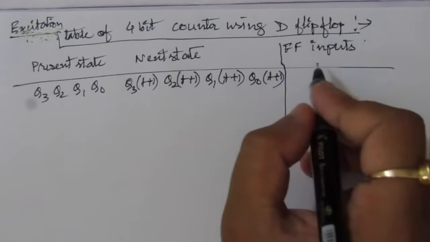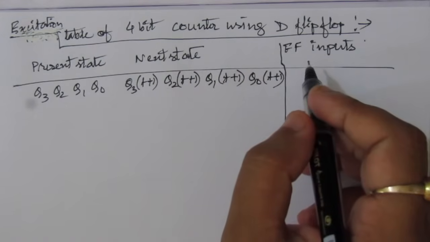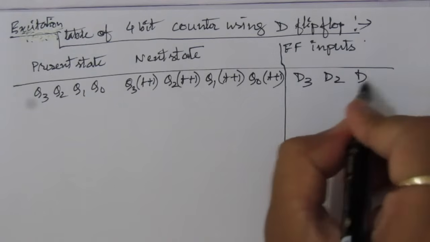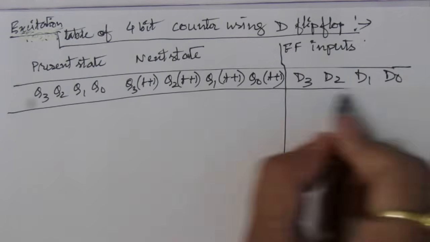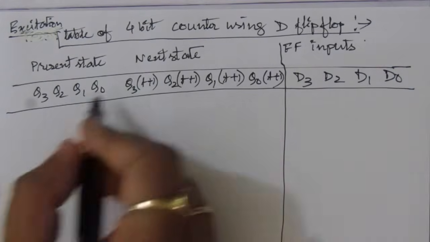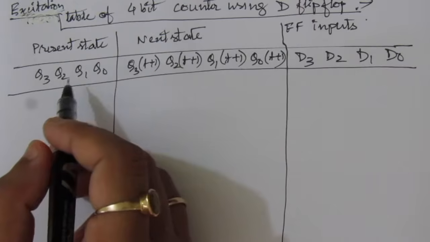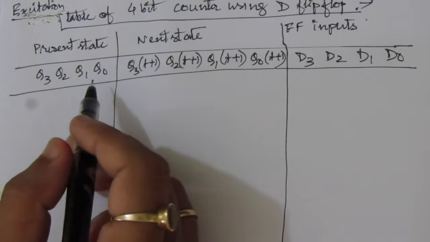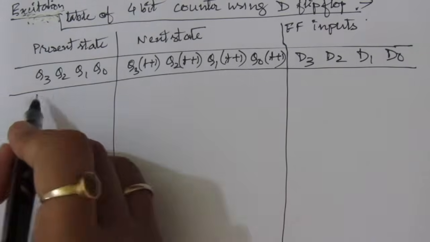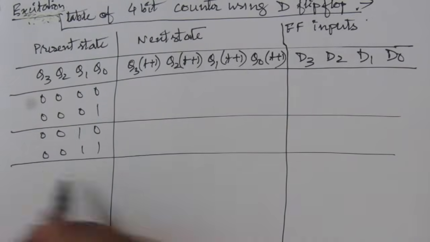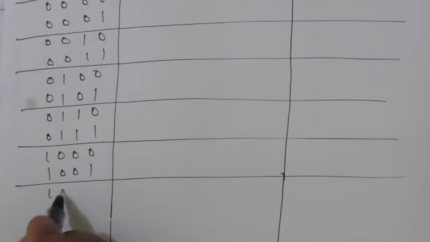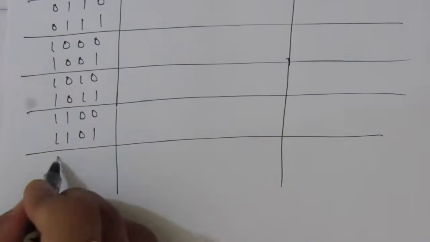The flip-flop inputs for the 4-bit counter: there will be 4 flip-flops, so D3, D2, D1, D0. Because it is a synchronous counter, we have to apply the clock pulses simultaneously to all 4. For the 4-bit counter, we have this present state, and for 4 bits we will have 16 combinations. Let me write them down quickly. So we have these 16 combinations.